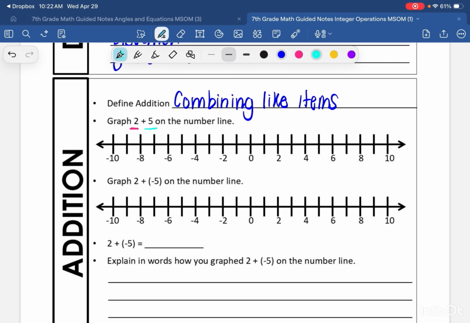I'm going to start with 0. I start with 0. I have 2. I'm going to go to 2 and then I'm going to join that with 5. 1, 2, 3, 4, 5. So my answer is 7.